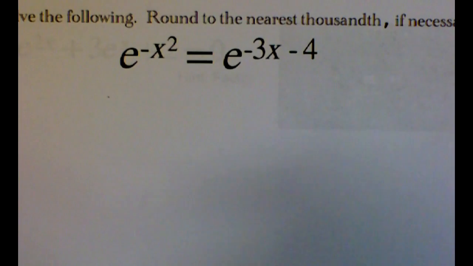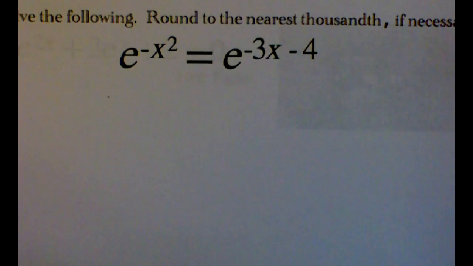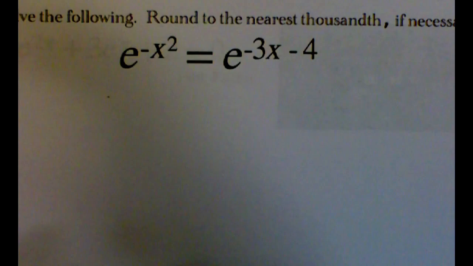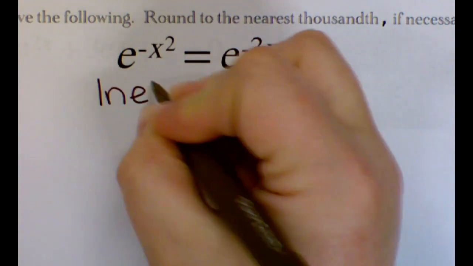Now let's look at this one. I have e to a power equals e to a power. Well, to undo an e, we use a natural log. So I take natural log of both sides.